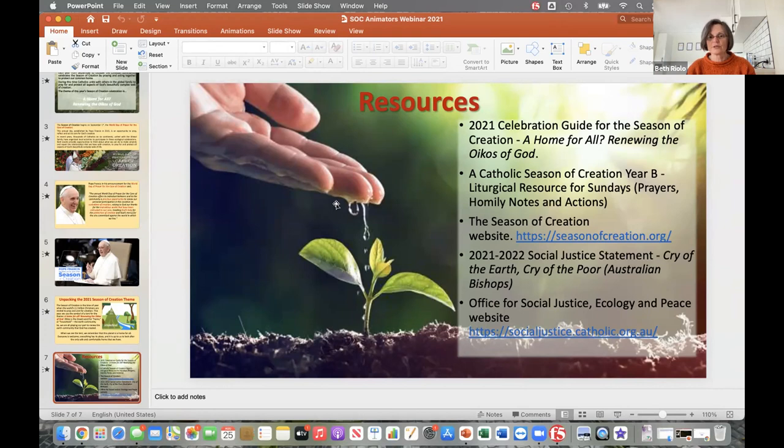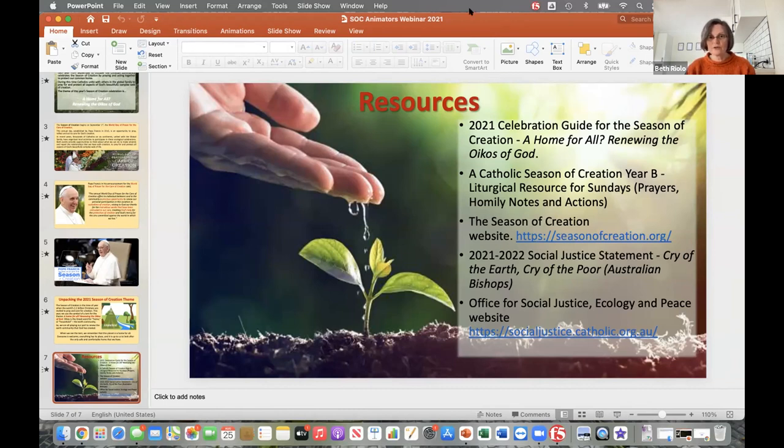The other resource is Australian specific, but again, you might find it useful. Our Australian bishops have released their social justice statement for 2021-2022, and they're calling it Cry of the Earth, Cry of the Poor, and launching the Laudato Si action platform for that. And there are some really lovely resources connected to that. So that's also something that you might find useful.